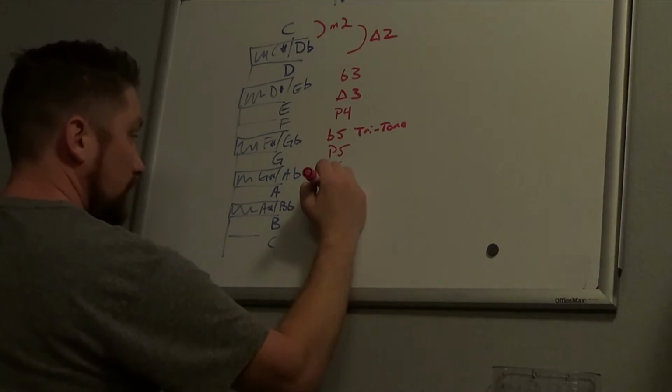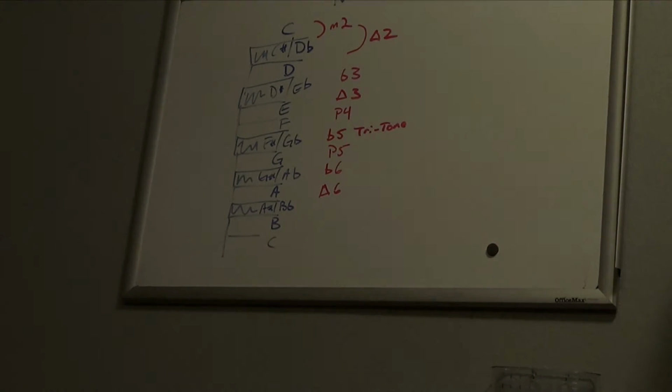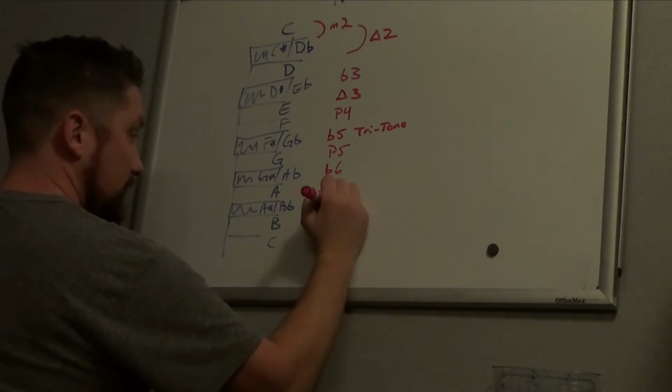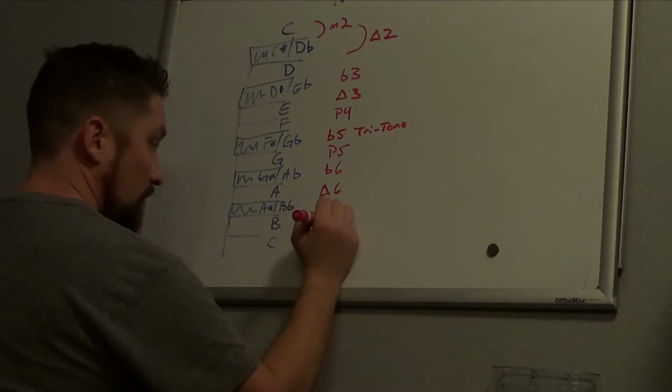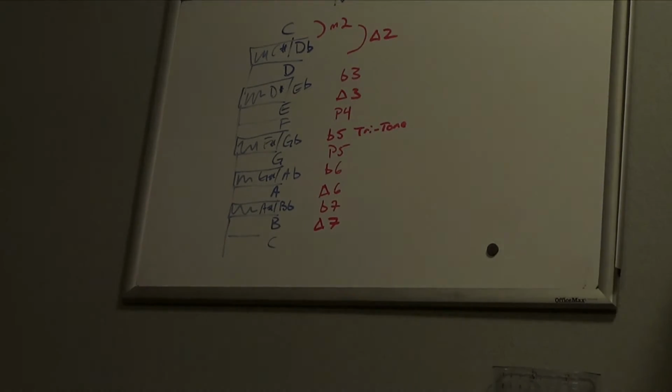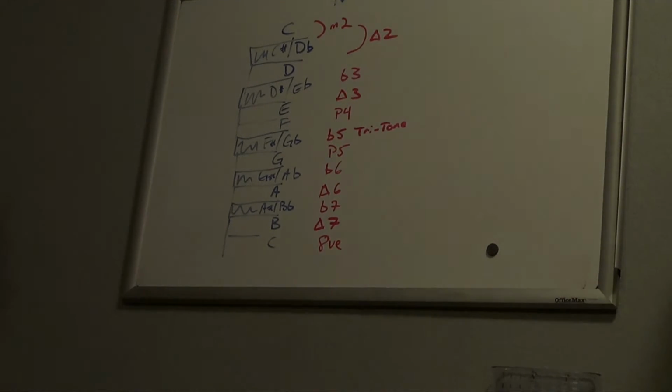B flat? This is, Ellis, minor 7. Minor 7th or flat 7th. From C to B? Major 7. Major 7. From C to C, we can also call that an octave, or P8, a perfect octave.